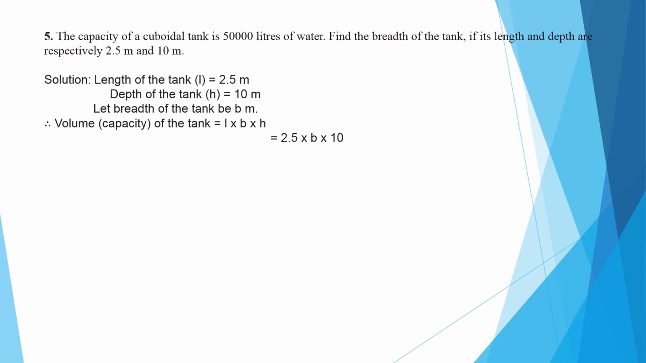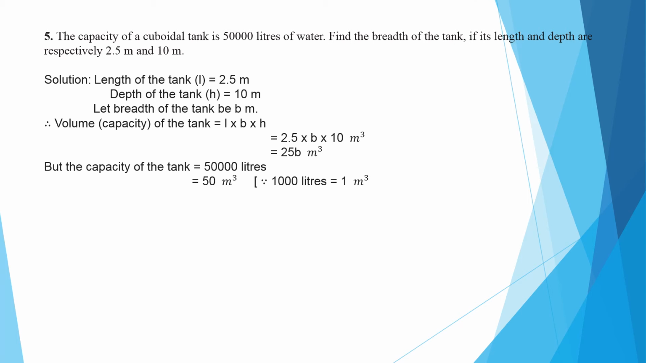So multiplying 2.5 into B into 10, we get 25B meter cube, and the capacity is given as 50,000 liter. To convert liter into meter cube, we divide by 1000, because 1 meter cube is equal to 1000 liter. So 25B is equal to 50, so B is equal to 2. Thus the breadth of the tank is 2 meter.